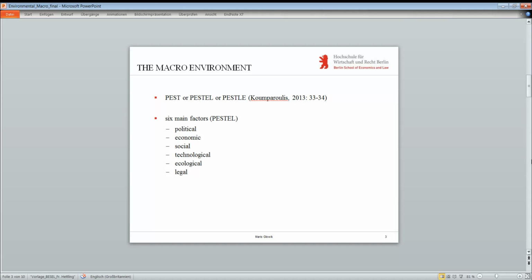A well-known tool for scanning macro-environmental factors for a firm is the so-called PEST analysis. PEST means political, economic, social, and technology analysis. In some literature sources, PEST is supplemented by ecological and legal factors. Therefore, the acronym becomes PESTEL or PESTLE, depending on the author.